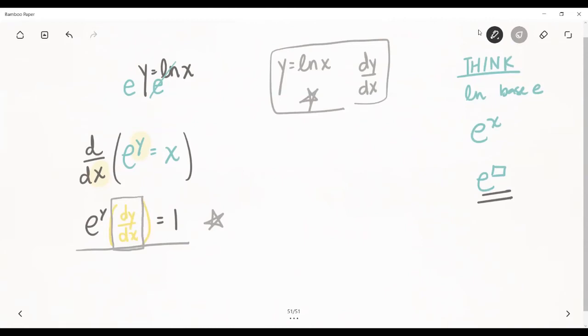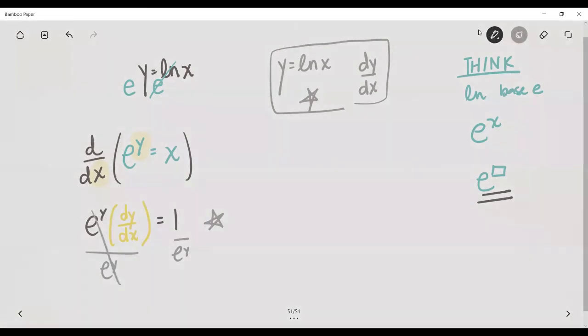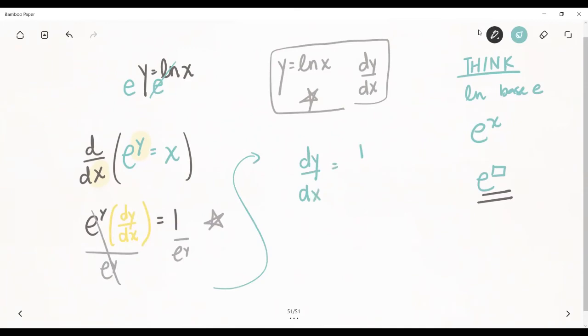And so if I'm trying to get dy dx alone, if I'm trying to solve for it, what would we have to do here? Divide by e to the y. Get dy dx all by itself. And so now we're going to have, I ran out of room, so let's move it right here. dy dx equals 1 over e to the y. And it's like, cool. I mean, that's it.